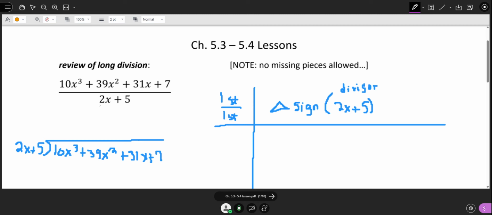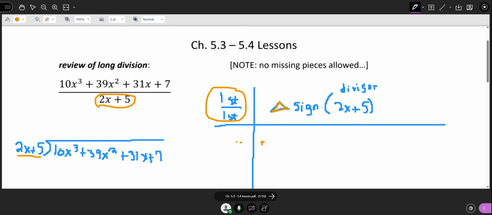Remember, the bottom is your divisor, and that goes in front. Then you put your long divide sign, and the numerator or the top goes inside. Then on the side, you put first divided by first. Then change the sign of whatever you get here. So if it's positive, you make it negative. If it's negative, you make it positive.